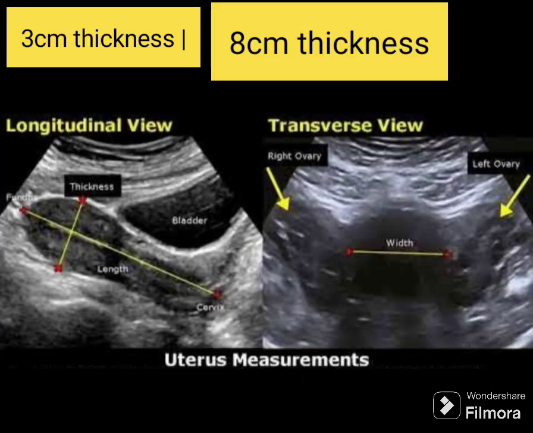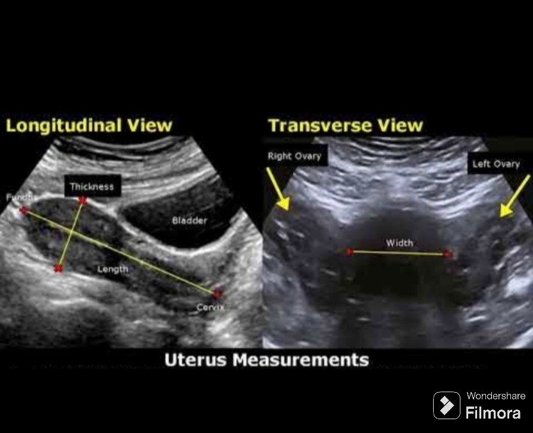This is another picture of a normal uterus. Its length, width, and thickness: the normal thickness of the uterus is 3 cm, the length is 8 cm, and the width is 5 cm. These are all normal measurements of the uterus. If the measurements are not correct, it means there is some abnormality in the uterus.